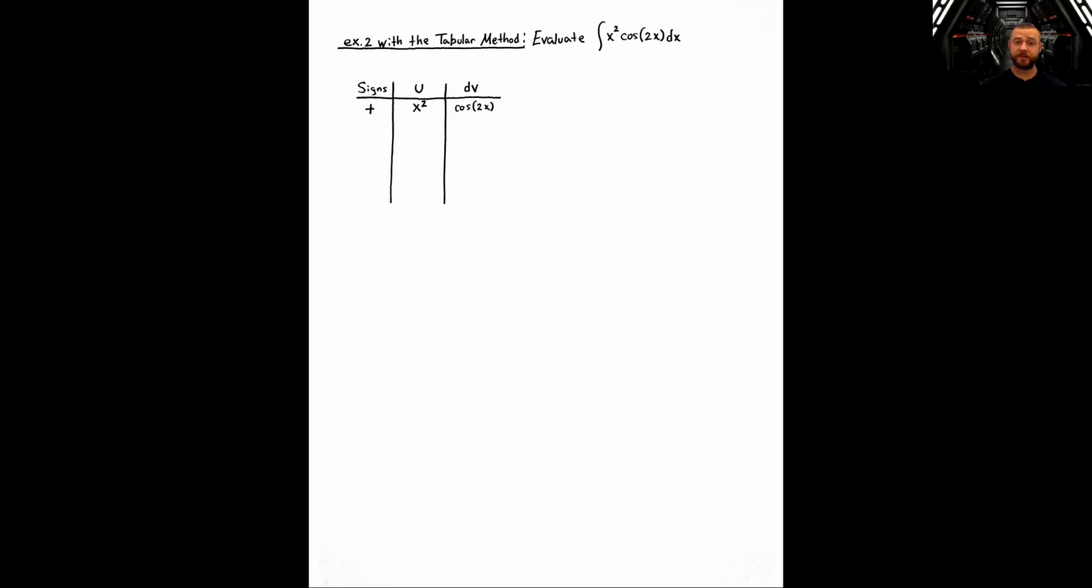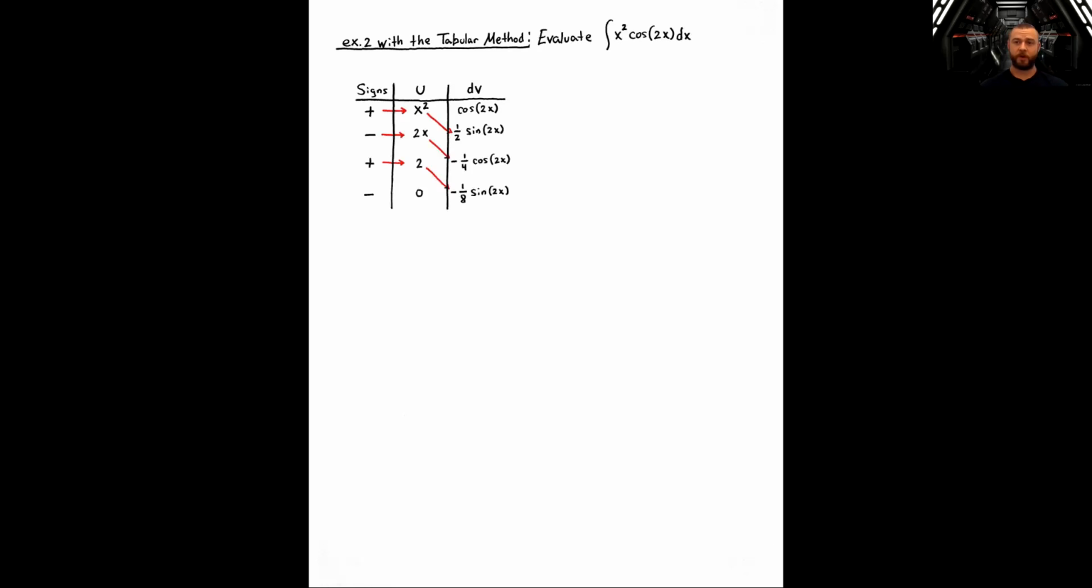All right, welcome back. Let's complete the table here with our choice of u equals x squared. We're going to successively or repeatedly differentiate that. The first derivative will become 2x. 2x differentiates to 2, and then 2, a constant, differentiates to 0. The dv column, we repeatedly or successively integrate. That's a little bit trickier since we have trigonometric antiderivatives here. Notice I'm applying the 1 over a shortcut since we have cosine of 2x. 2x is a linear expression.